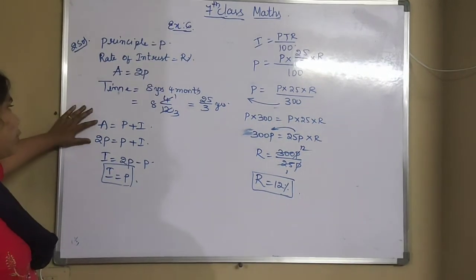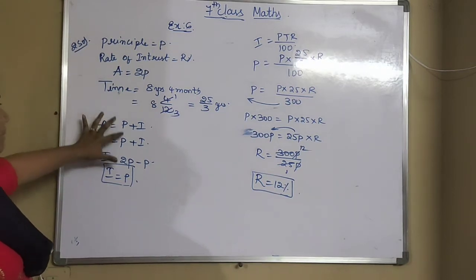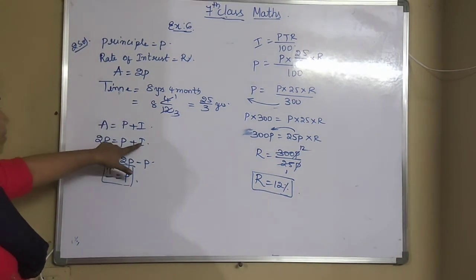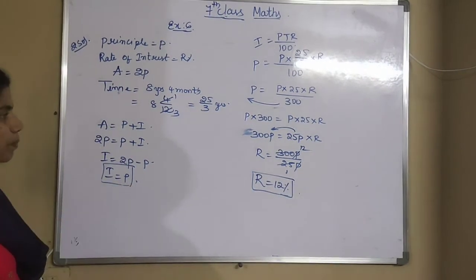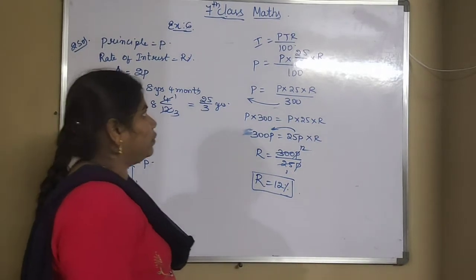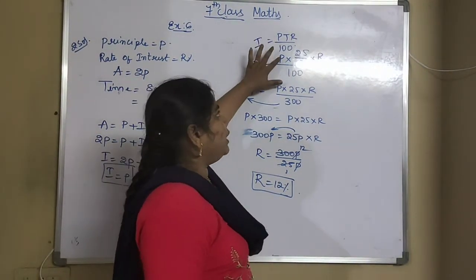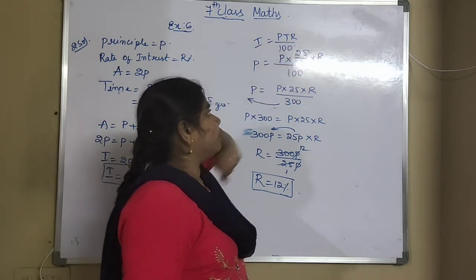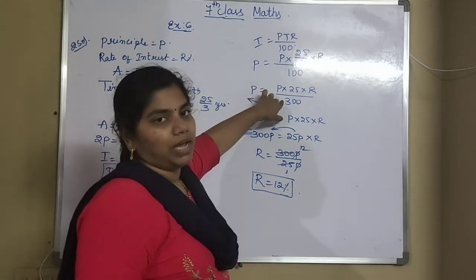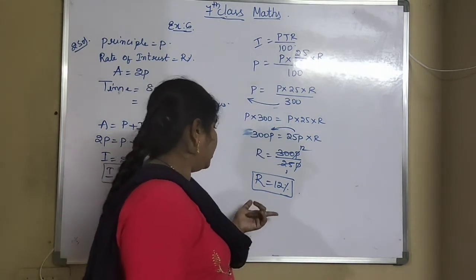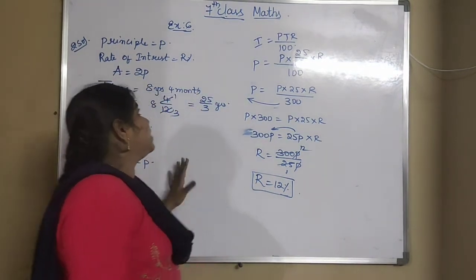Now which formula am I using? A is equal to P plus I. The A value is 2P, so P plus I. I want to find the I value, so I am transposing the terms. I is equal to P. Now which formula have we used? I is equal to PTR by 100. The I value is P, the P value is P itself, and T value is 25 by 3 into R by 100. These two I have multiplied, that will become 300. After transposing everything, you get the R value as 12%. So this is our second solution.